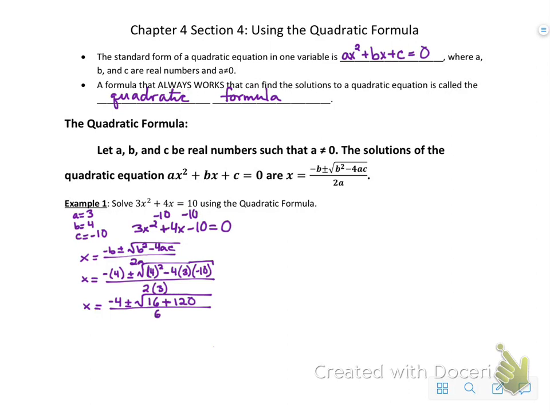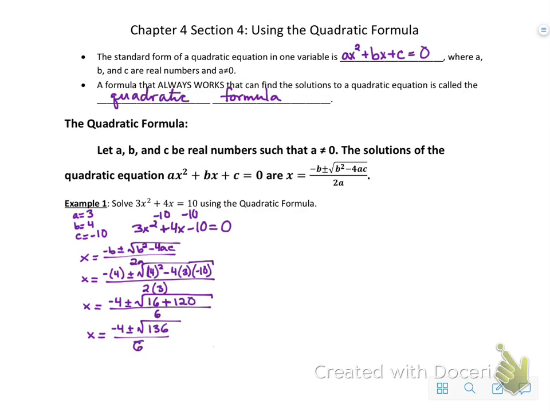Now, do you have to do all of these in this order? No, you can do more at once if you want, but you cannot plug the whole thing into your calculator at the same time. It will not give you the right answer. It'll give you a decimal, which will be wrong. So don't just plug everything into your calculator. It won't come out right. So let's combine what's under our radical. 16 and 120 is 136.